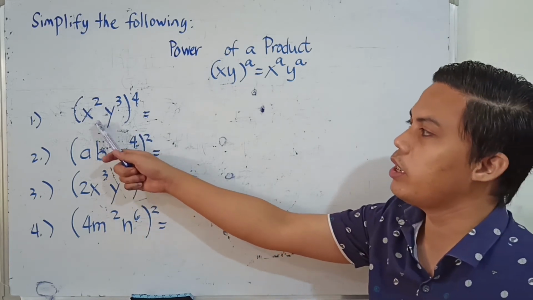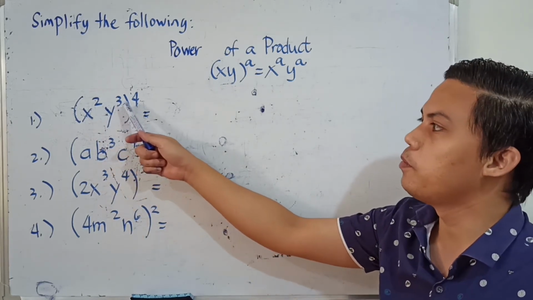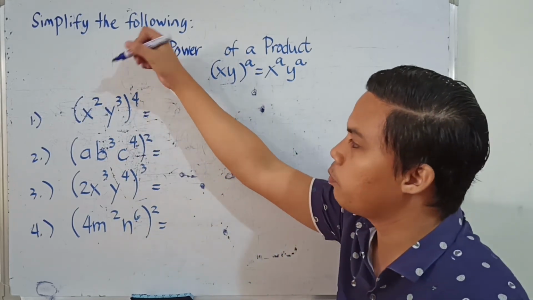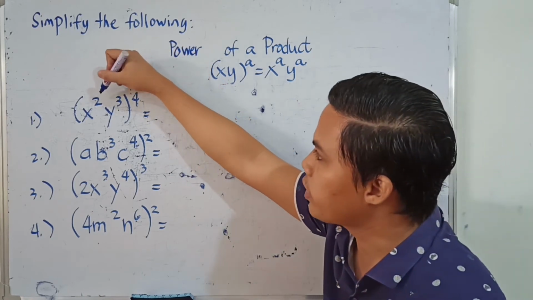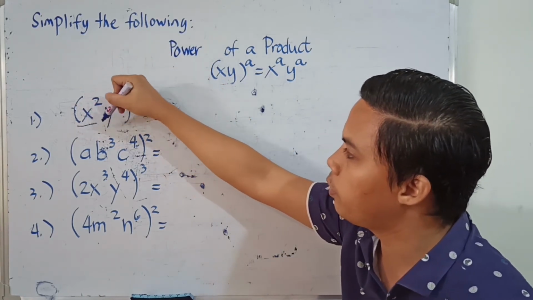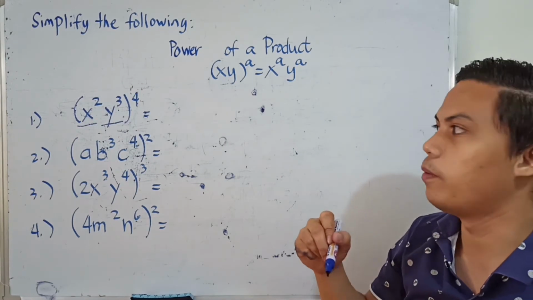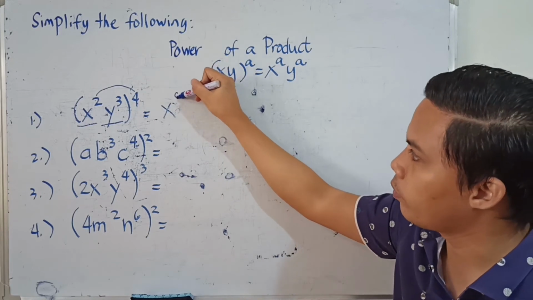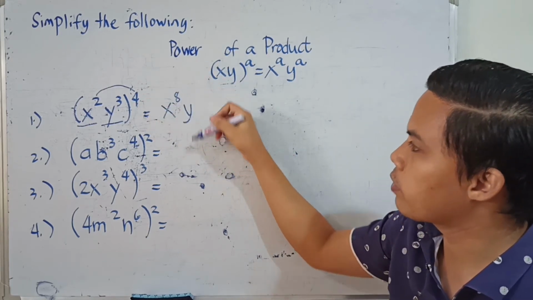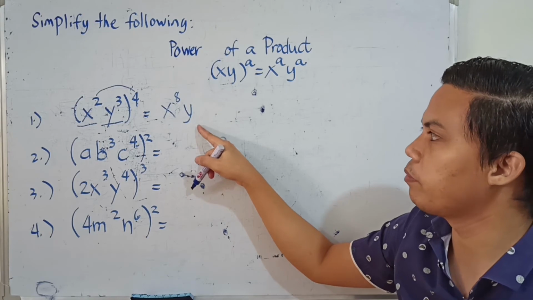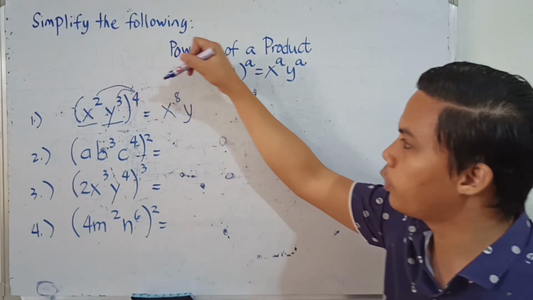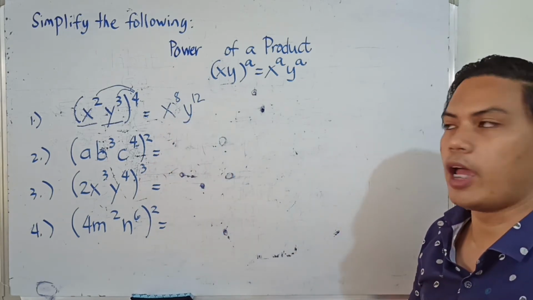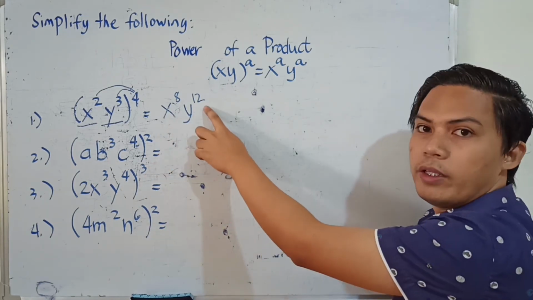We have the quantity x squared, y cubed, quantity raised to 4. So in this case, i-multiply pa rin natin yung mga exponents, pero iisa-isahin natin sila. Yung first na variable, then yung next naman na variable. So we have x, then 2 times 4, that is equal to 8. Then copy natin yung next variable, which is y, or yung next na base natin. Then 3 times 4, you have 12. So yung final answer natin would be x raised to 8 times y raised to 12.